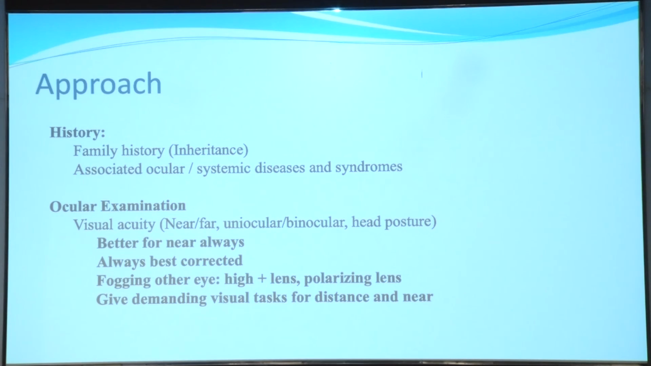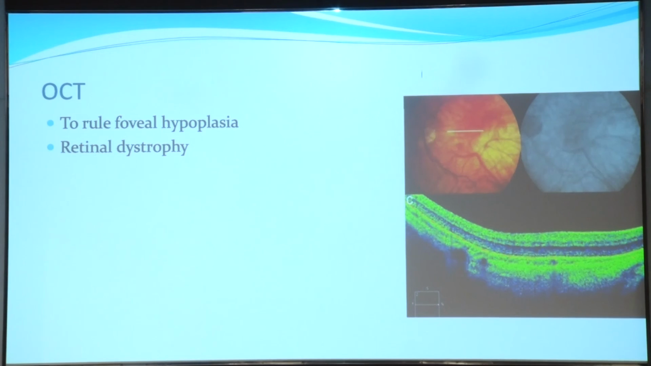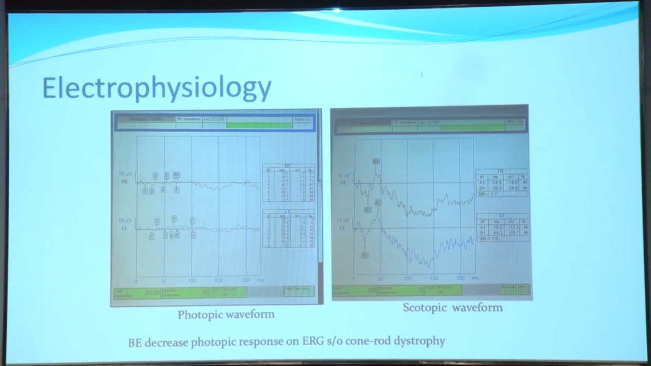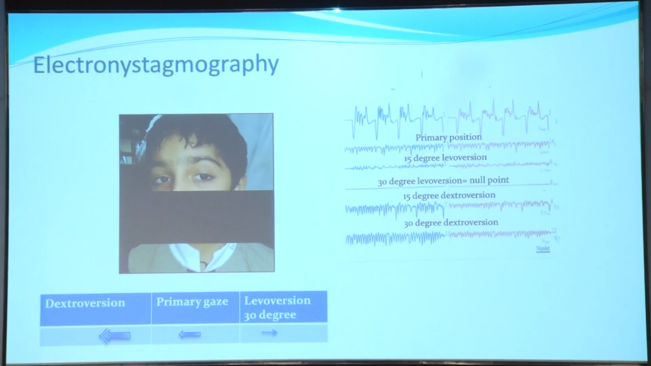So as I said, the approach includes detailed family history, detailed ocular examination, and detailed examination of the anterior and posterior segments to rule out any ocular pathologies that may cause nystagmus. OCT may be needed if there are no obvious fundus abnormalities. Subtle abnormalities can be picked up on OCT or on electrophysiology, as was discussed earlier. These are the red flags for when you want to do neuroimaging in a case of nystagmus: late onset, oscillopsia, vertical with torsional component, disconjugate. So this is how you work up a case of nystagmus.